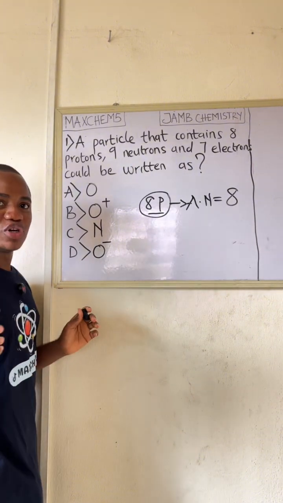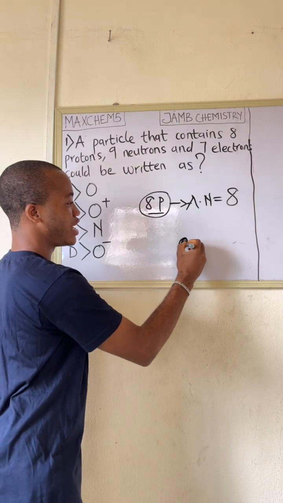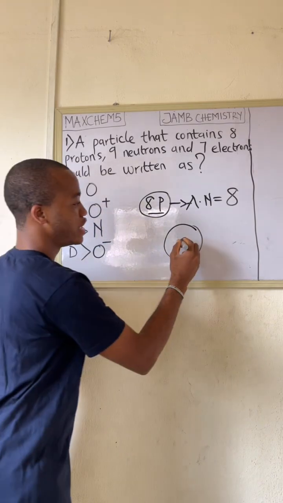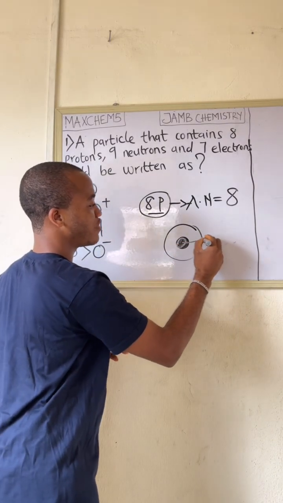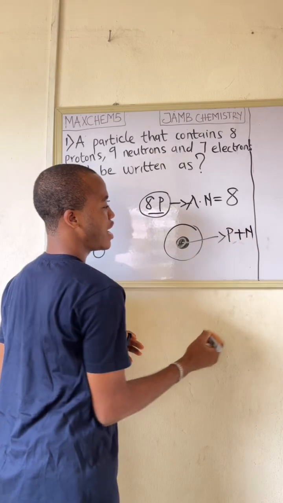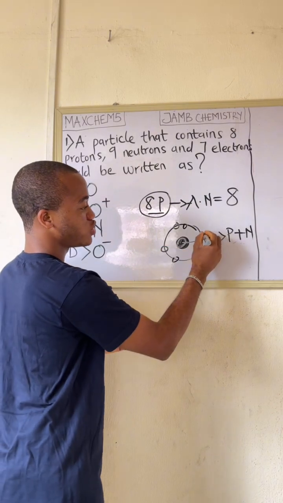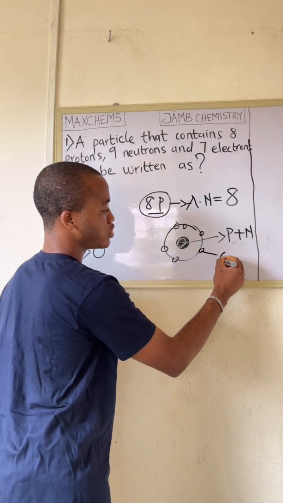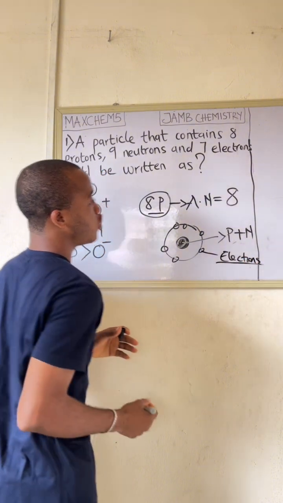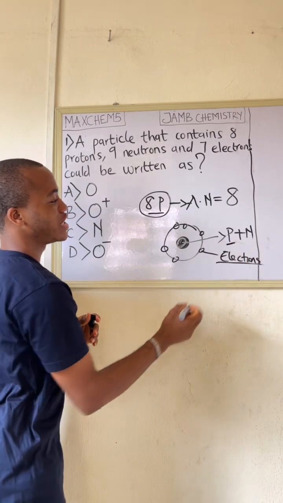Now let's have a little background. Let's say this is an atom. An atom has 3 main parts. It has the nucleus. Inside the nucleus, we have 2 things: the protons and the neutrons. It also has a shell, and on the shells we have the electrons. So for this particular particle, it has 8 protons, and that tells us that the atomic number is 8.